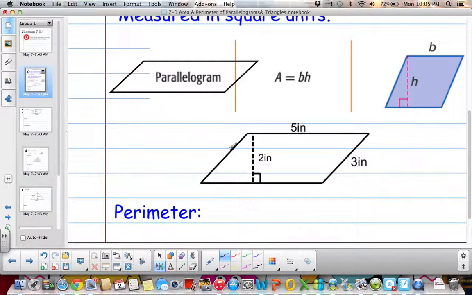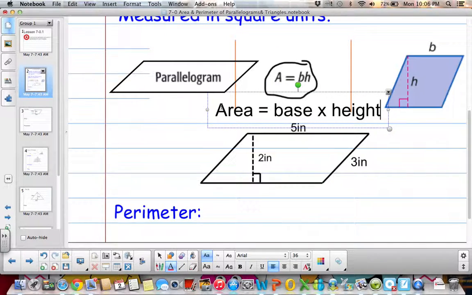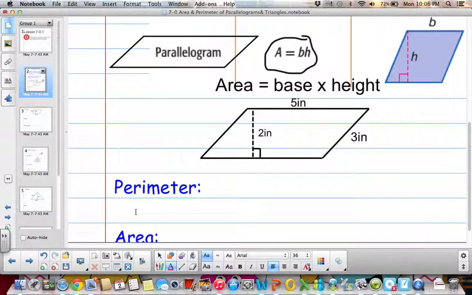If we have a parallelogram, remember a parallelogram has two sets of parallel sides, four sides, and four angles. The formula for the area is area equals base times height. So the perimeter for this parallelogram right here, remember we're adding up all the sides around.